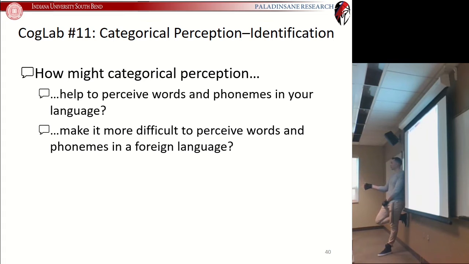No, you're almost there. Yeah. They don't have the range of what? Of the difference between pa and ba. Exactly. They can't specify.